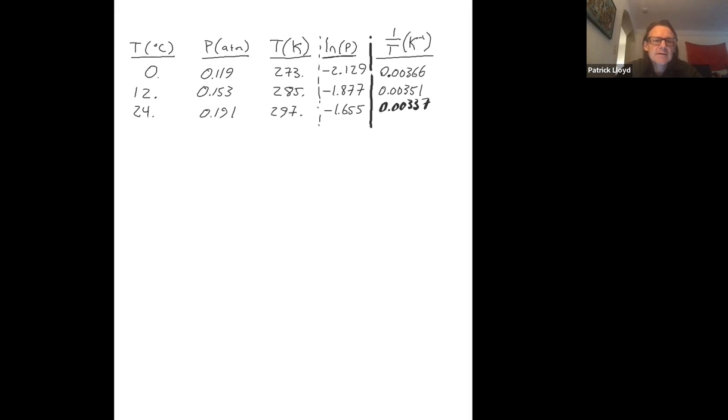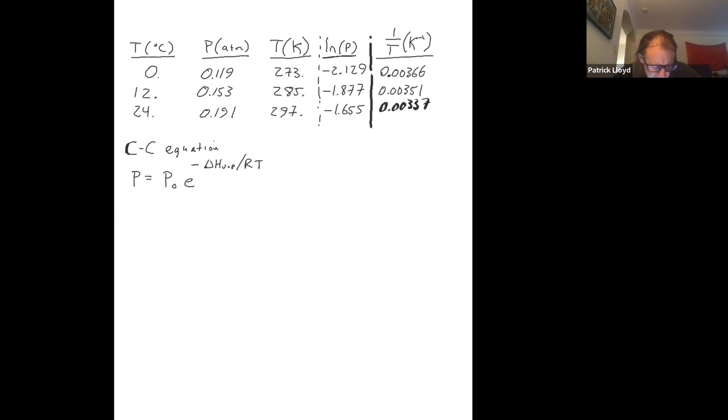Now I'm going to come back to the Clausius-Clapeyron equation. Okay. So P equals P0 e to the minus delta H over RT. Okay, so this is a simplified form of the equation.